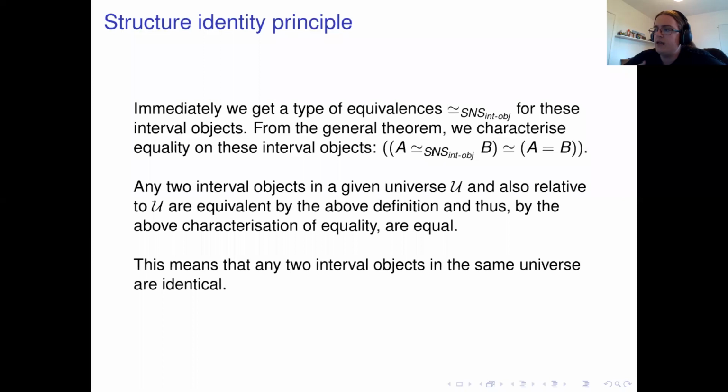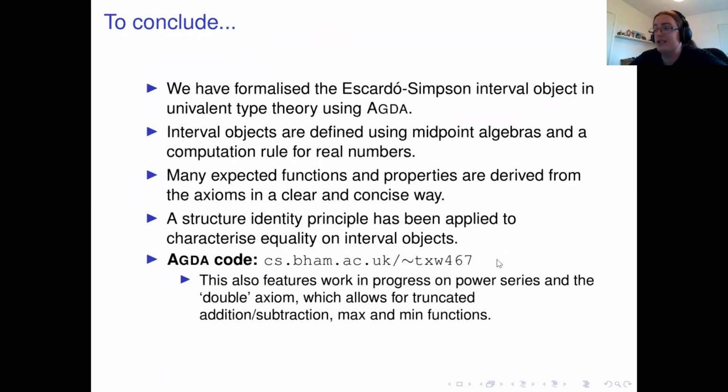What this means is that any two interval objects that can act on each other are identical. And this is sort of the final result of that structure identity principle application that's in Agda if you want to take a look at it. I've put my website address here.